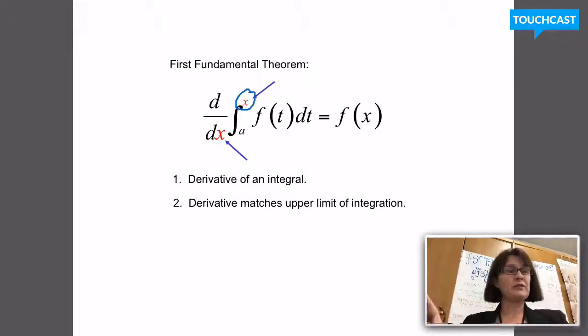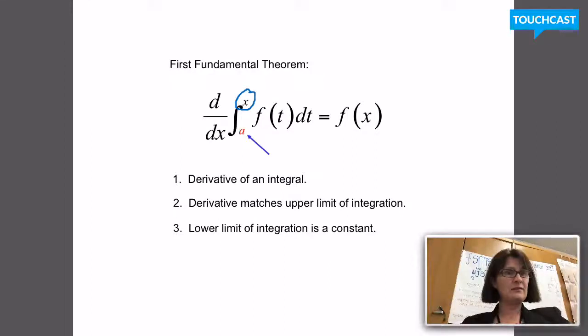The variable for the differentiation has to match the upper limit of the integral. And the lower limit of the integral has to be a constant. So if you're taking the derivative of an integral and the variable of the differentiation matches the upper limit of the integral, and the lower limit of the integral is a constant, then we can use the fundamental theorem of calculus to simplify that expression super fast.